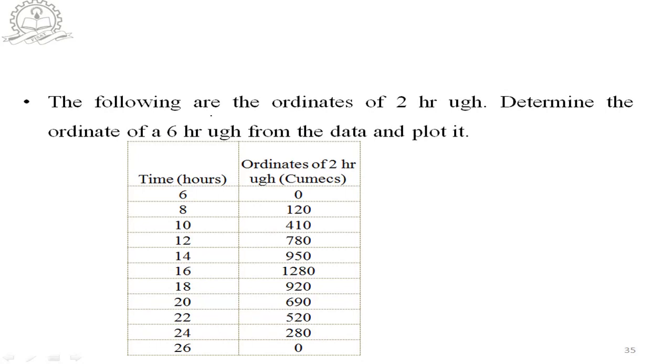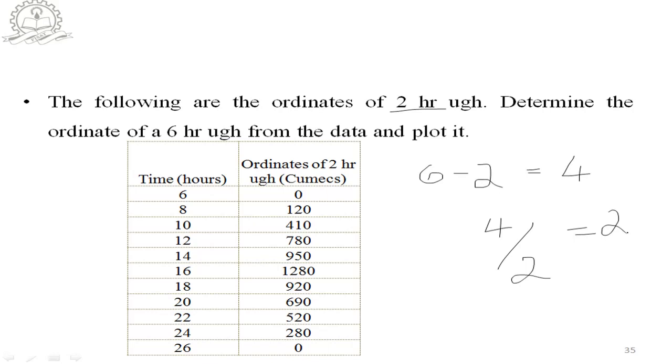Next we will discuss a problem. The following are the ordinates of a 2-hour hydrograph. Determine the ordinates of the 6-hour unit hydrograph from the data and plot it. So first step, you have to calculate the total hours of lag required. Here we want to convert into a 6-hour hydrograph, so 6 minus the unit hydrograph duration, which is 2 hours. So it is 4. So we need to provide a total of 4 hours of lag. Since it is a 2-hour hydrograph, we have to provide a total of 2 lags.